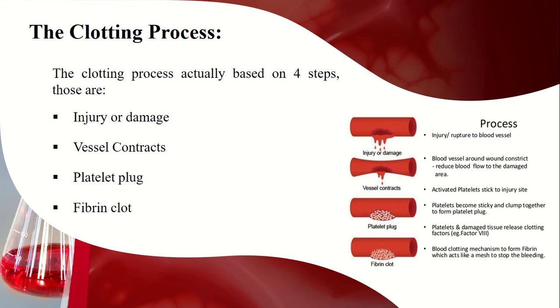Now I am going to explain the process of blood clotting. The clotting process is actually based on steps. First of all, when an injury is caused, the blood vessel constricts to reduce the flow of blood. Then sticky platelets clump together to make a platelet plug. Finally, the formation of the clot, the fibrin clot. This fibrin clot is made up of activated platelets containing different corpuscles like RBC and WBC.